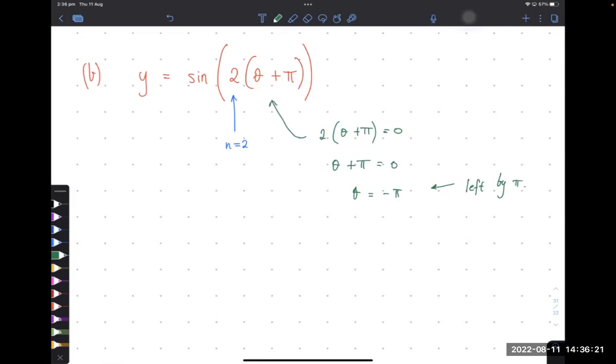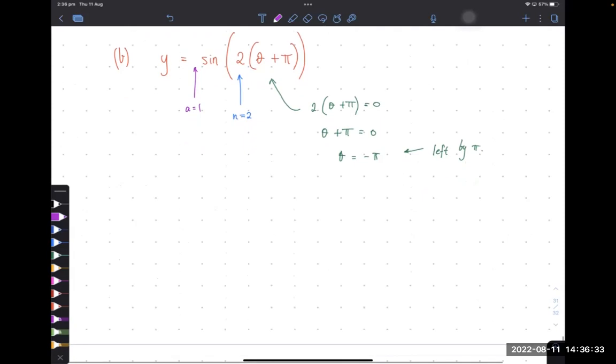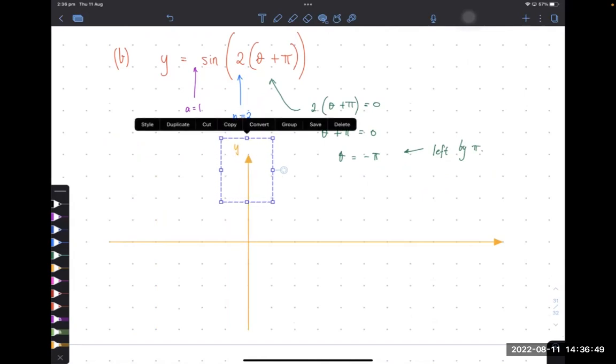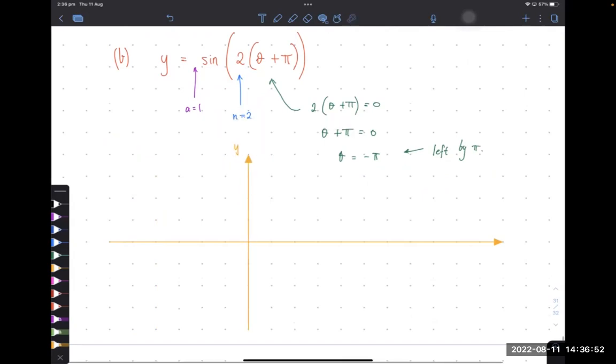Okay. What's our amplitude? So are we ready to sketch it? Yes and no? Okay. If you're not ready, just do it anyway. Now, since I'm moving to the left, I want my axis to be a bit further to the right so I can have room to move it over, yeah?